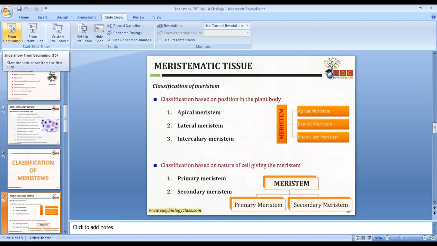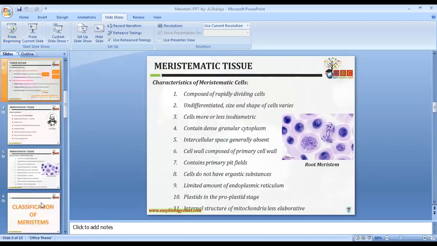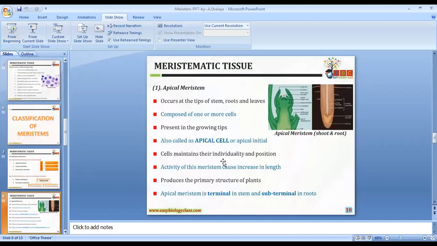So next, apical meristem. See here. Apical meristem means, in this diagram, the shoot and root apexes. It occurs only at the tips of the stems, roots and leaves. That is apical meristem. It is composed of one or more cells present in the growing tips only.